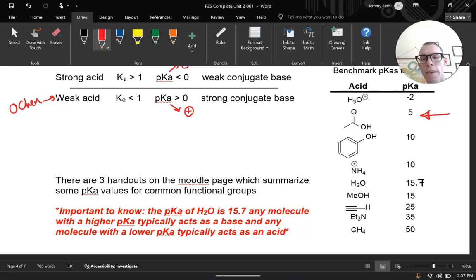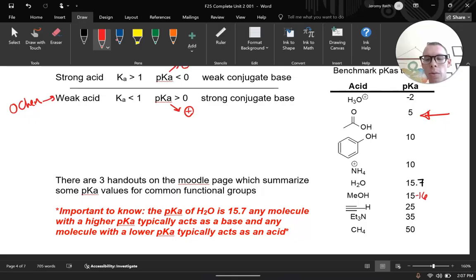If you look at a phenol, which is an alcohol directly attached to a benzene ring, that has a pKa of around 10, which is around the same as your ammonium ion, NH4+. Water is around 15.7. Simple alcohols, like for example methanol, are in the 15 to 16 range.